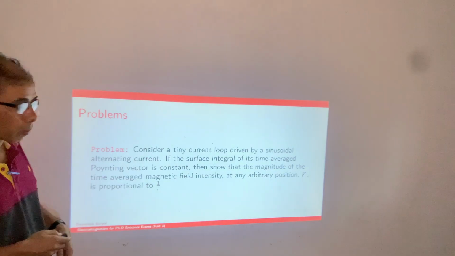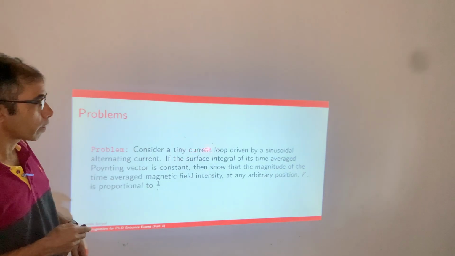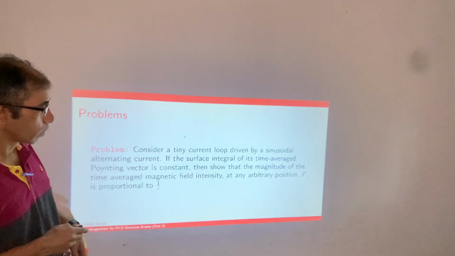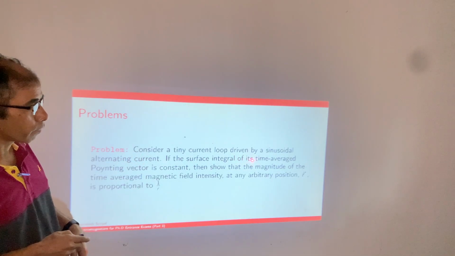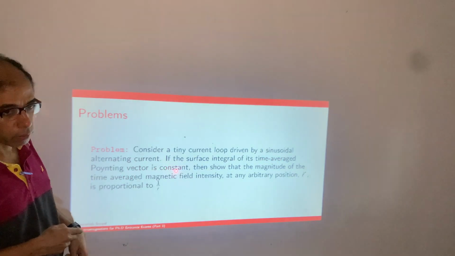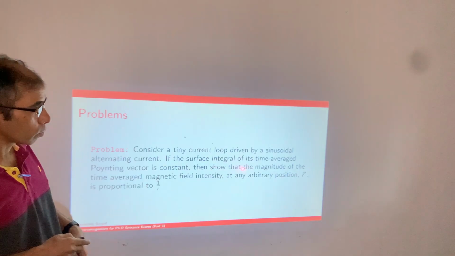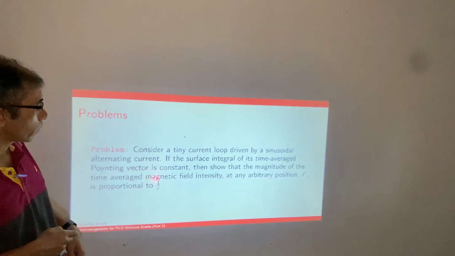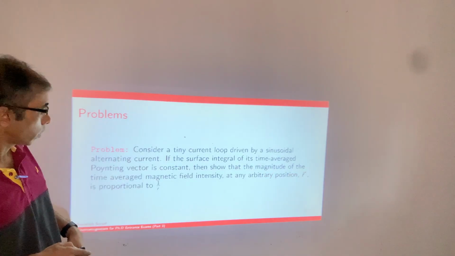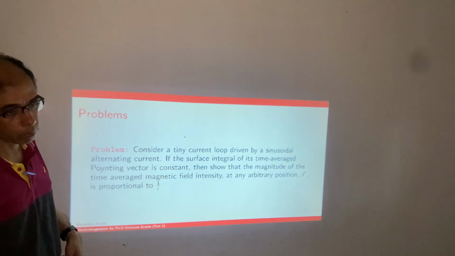So this is the first problem. Consider a tiny current loop driven by a sinusoidal alternating current. If the surface integral of its time average Poynting vector is constant, then show that the magnitude of the time average magnetic field intensity at any arbitrary position r is proportional to 1 by r.